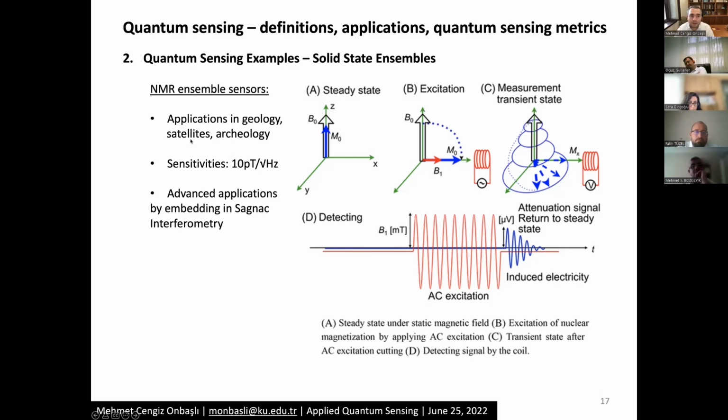These are not as fine as the previous ones that I showed, but you can improve them quite significantly by embedding your readout scheme in interferometers like Sagnac interferometry. So this can be quite useful.